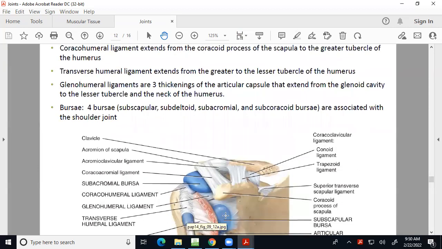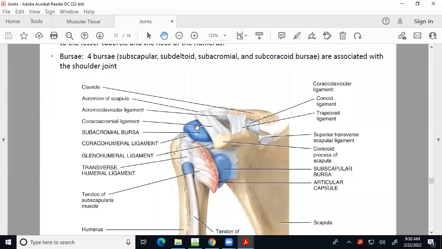The subscapular bursa is one of the four bursae associated with the shoulder joint. Okay. We can also see in this anterior view a subacromial bursa. What we cannot see is the subcoracoid, nor can we see the subdeltoid because those are on the back side.